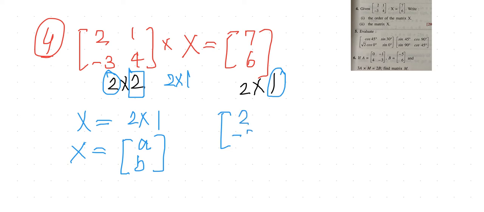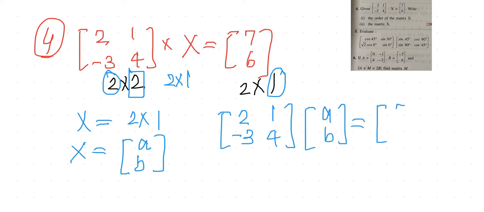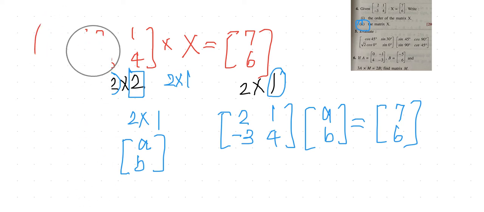2 minus 3, 1 and 4, and this when multiplied to A and B is equal to 7, 6. Now that you know how to multiply the things, you can easily find out the values of A and B. Okay, so the second sub question I'll be giving you as homework. Now we'll be moving to question number 5, children. That's a tricky question again.